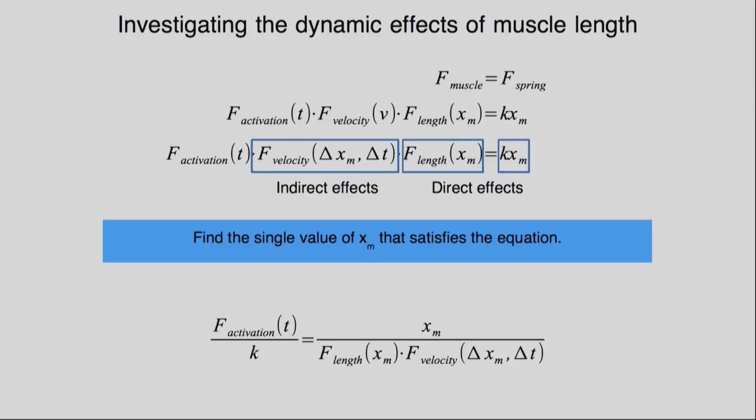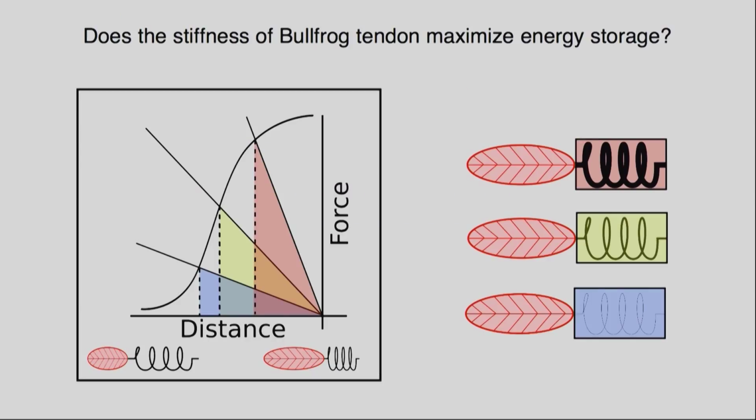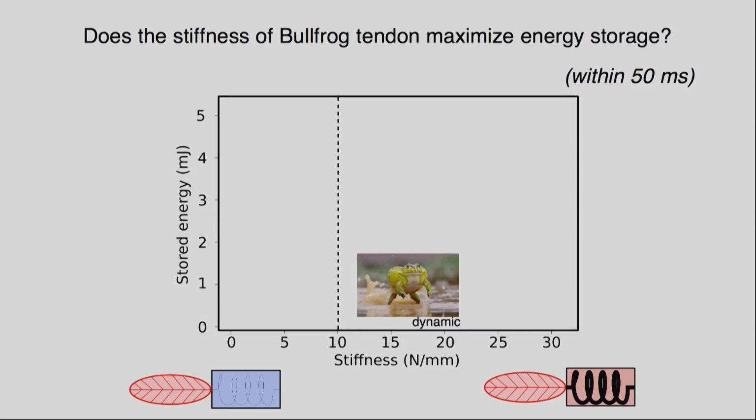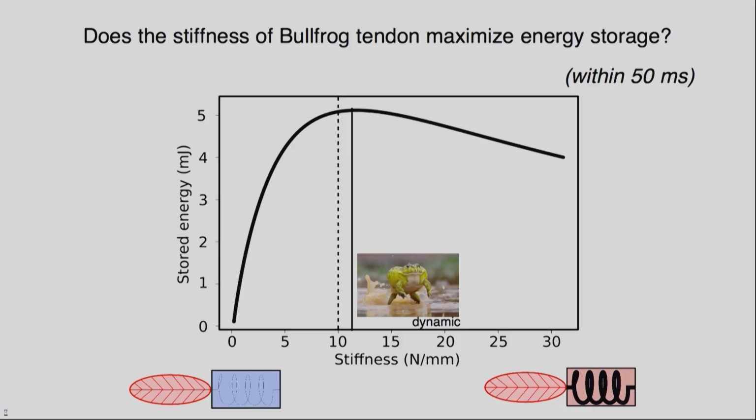And in order to do this, we isolated everything that had x of m to one side, and I wrote a numerical way to solve for this, and we run that through parallel because we had to do it through multiple iterations. We asked the same question with one change, which is that now we're looking for whether or not the stiffness of bullfrog tendon maximizes energy storage within 50 milliseconds, right? And this is the biologically realistic time point. And what we found is actually, yeah, we get a lot closer.